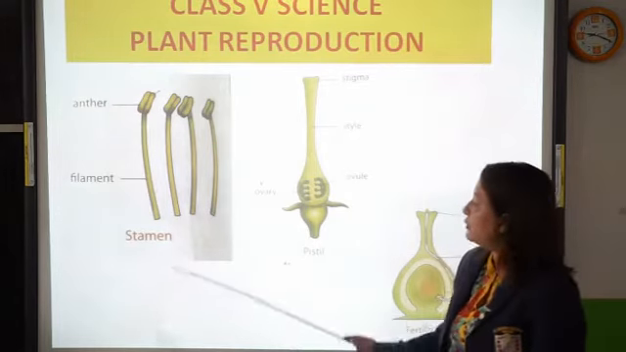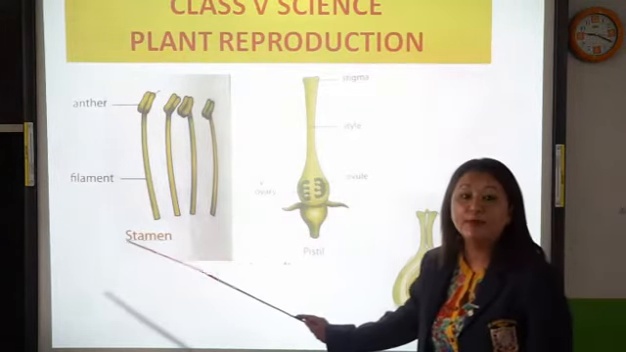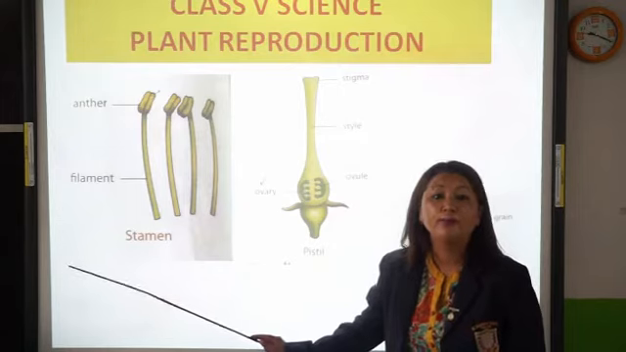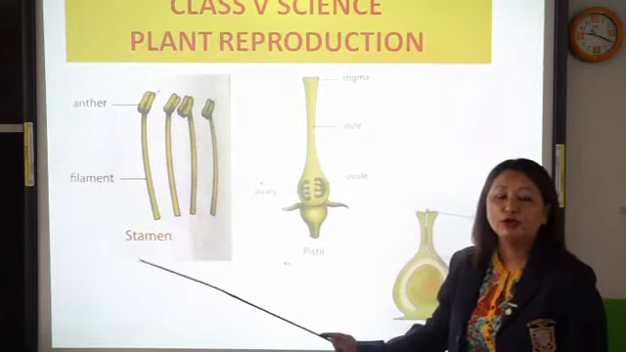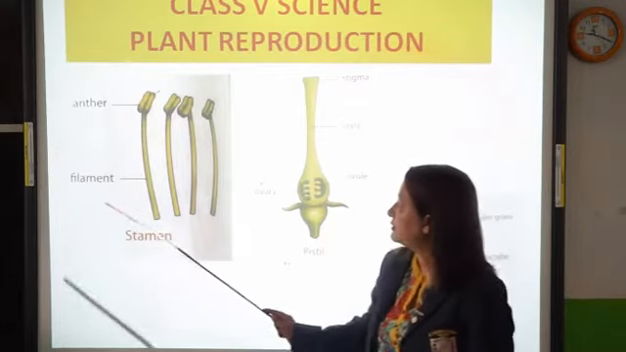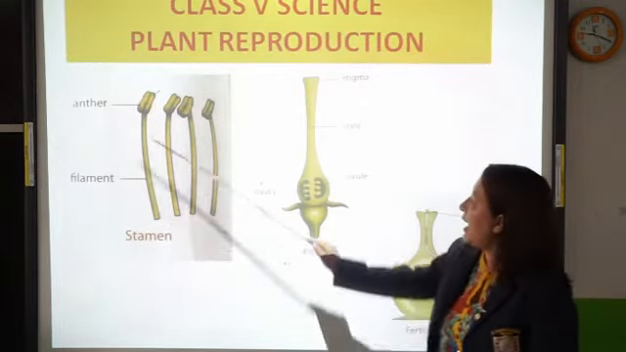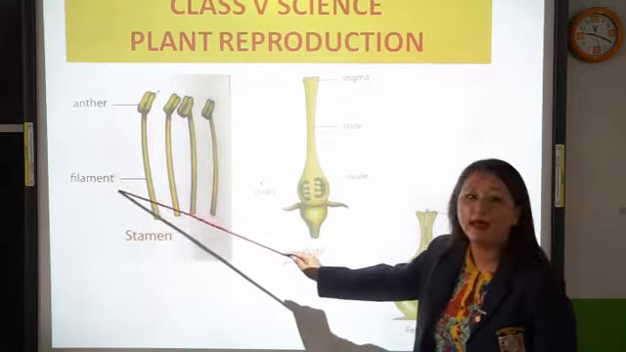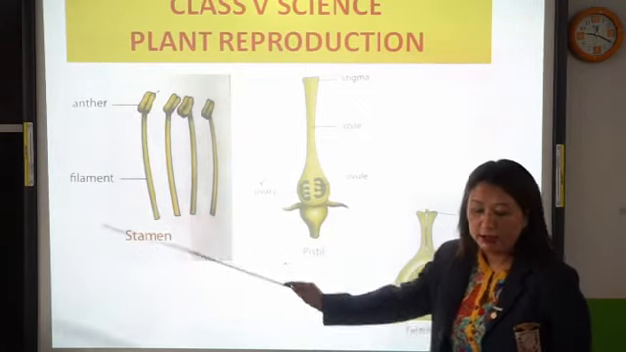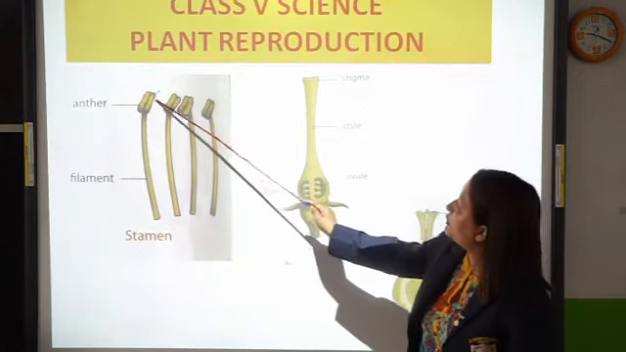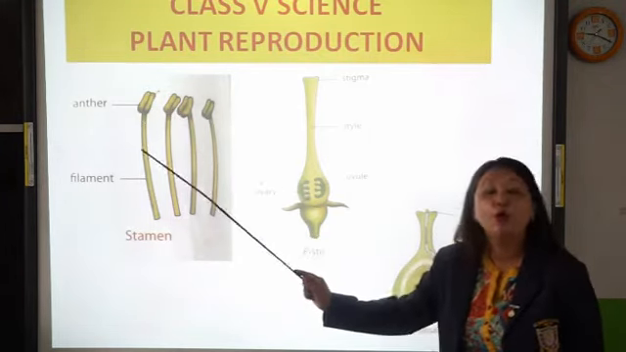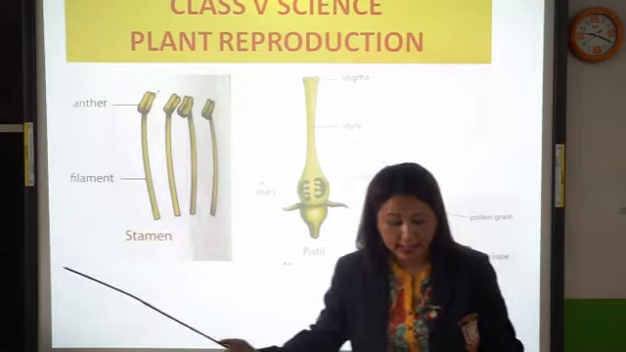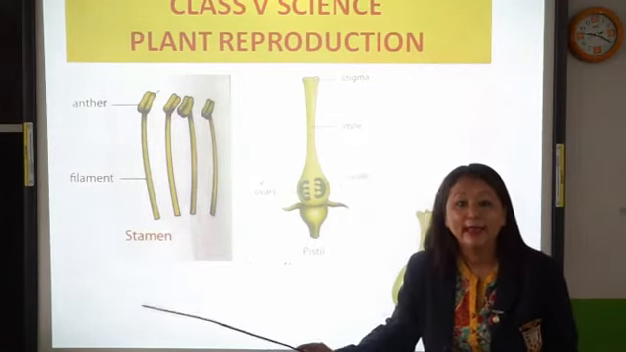As you know, stamen is the male reproductive part of a flower. It has two main parts. They are anther and filament. The anther produces pollen grains. It is the pollen grains that contain the male gamete.